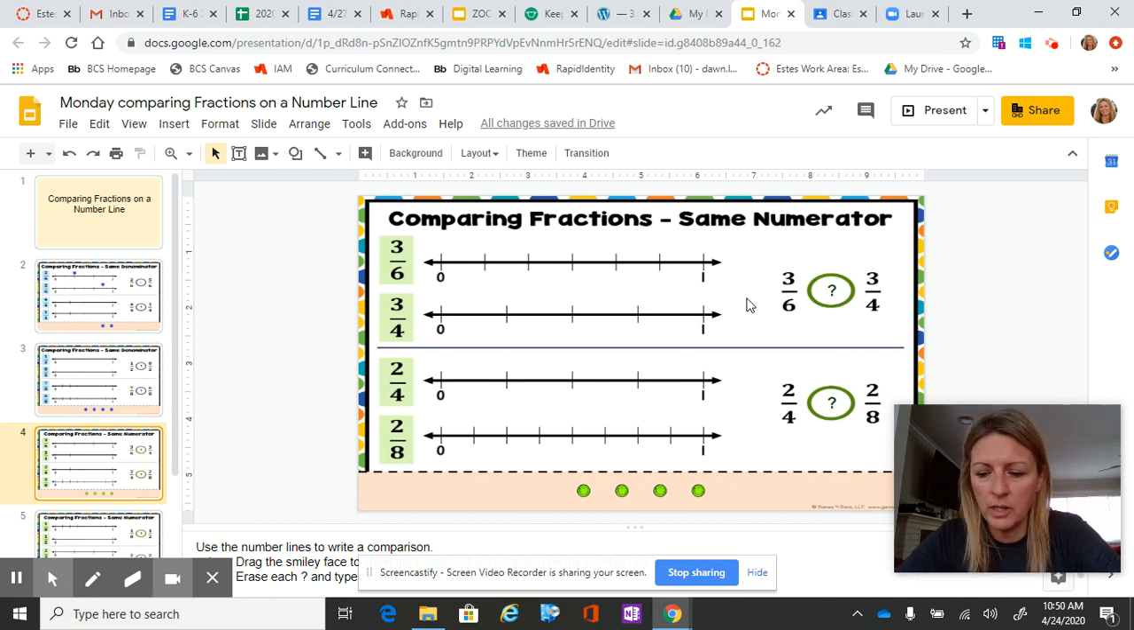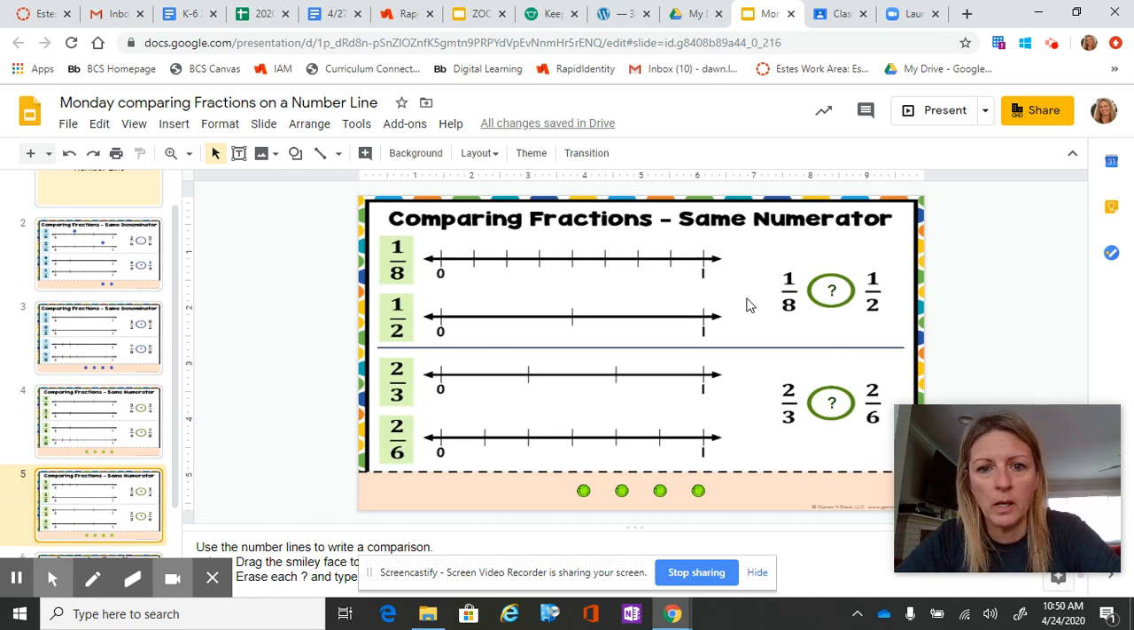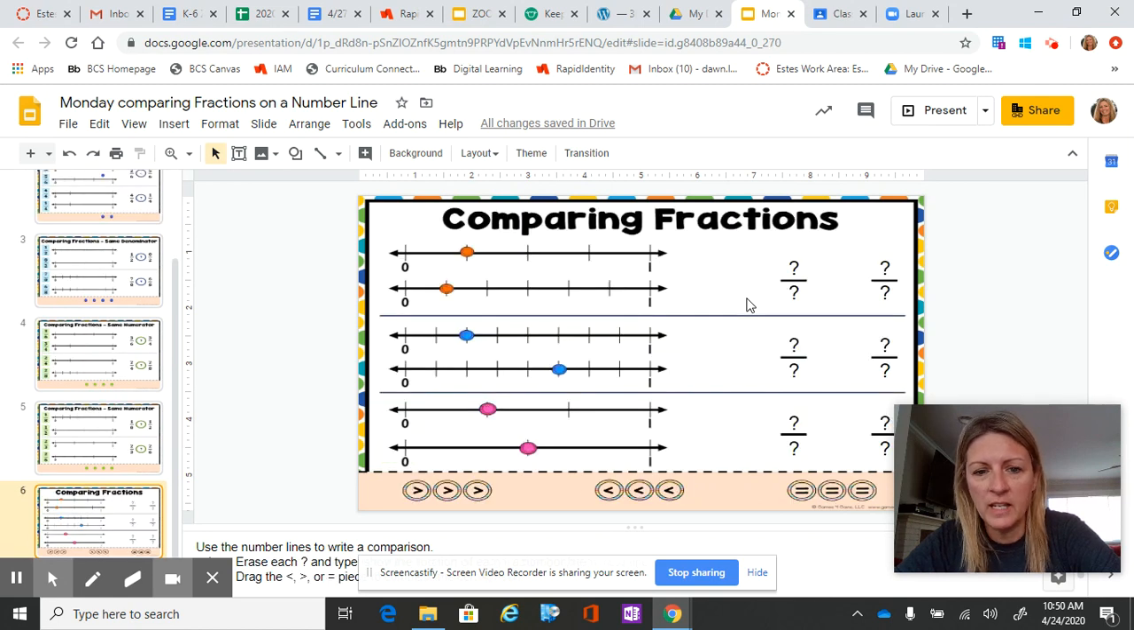You're doing the same thing with that. And here as well. And on this last one, this is the hardest one, and give it a try. If it's really confusing for you, it's okay, but give it a try.